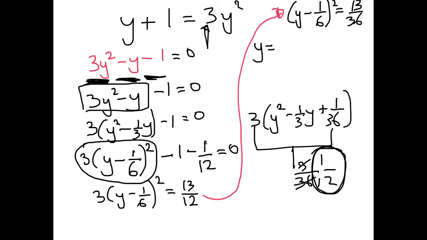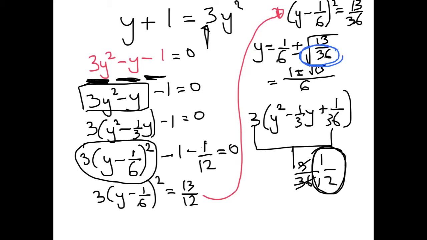Y is equal to 1/6 plus or minus the square root of 13 over 36, which equals 1 plus or minus the square root of 13 over 6. Right, we have a common factor popping up in here. The square root of 36 is 6, and this is 6. Okay, so final answer there is those two values of y. Y is equal to 1 plus root 13 over 6, or 1 minus root 13 on 6.